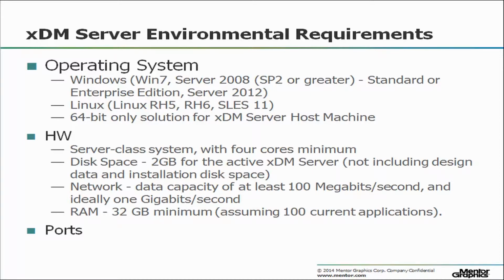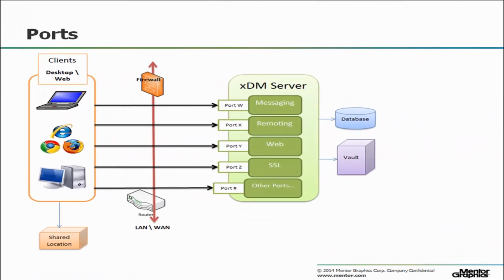Exclusive to the operating system RAM requirements and any other software running on the host machine, you should allocate RAM for the XDM server. As a rule of thumb, we suggest 32 GB of RAM to support 100 concurrent applications accessing the server. Last but not least, our ports. You must enable the XDM to use several ports, which can be either automatically assigned or explicitly and manually defined, but in any case, those ports must be open and available for the XDM server to use.